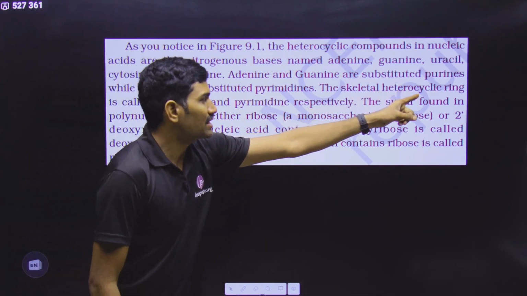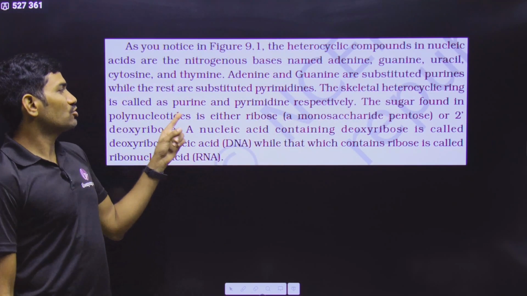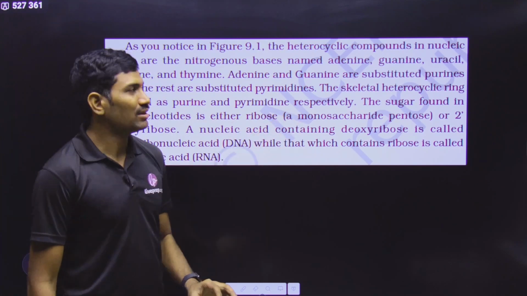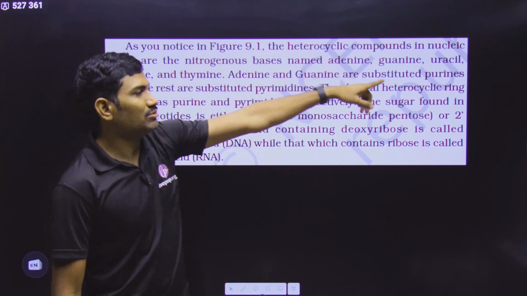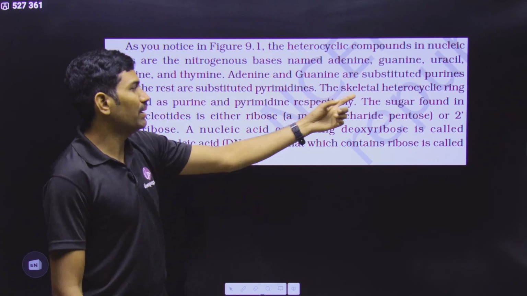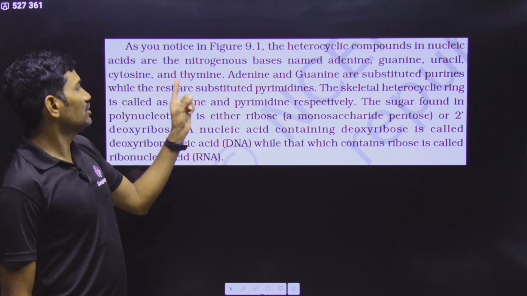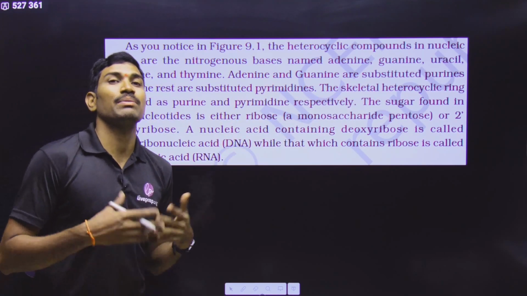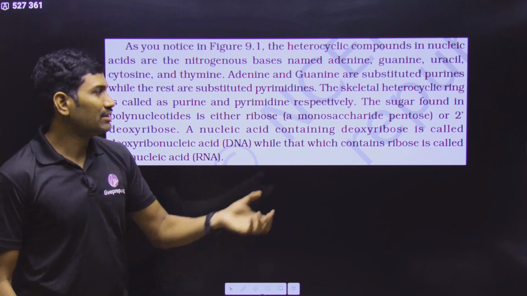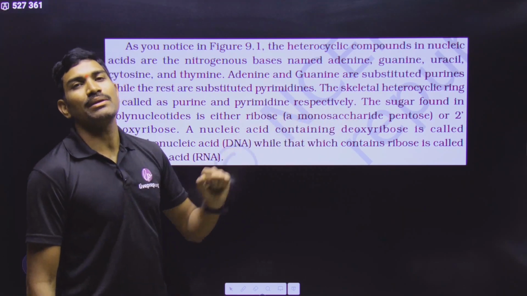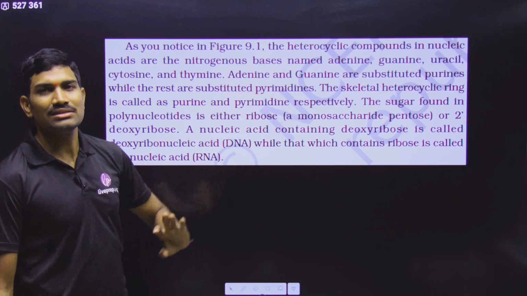Next one. The skeletal heterocyclic ring is called purine and pyrimidine respectively. Adenine and guanine are substituted purines because they have the basic skeleton structure of purine ring. Whereas cytosine, uracil and thymine are substituted pyrimidines because they have the basic skeletal structure of pyrimidine ring. So in this way they have these respective rings.